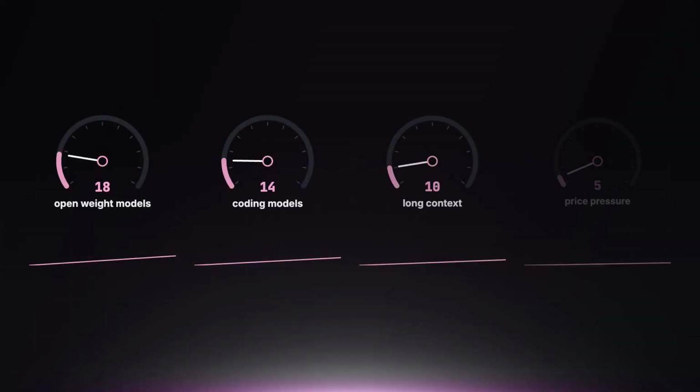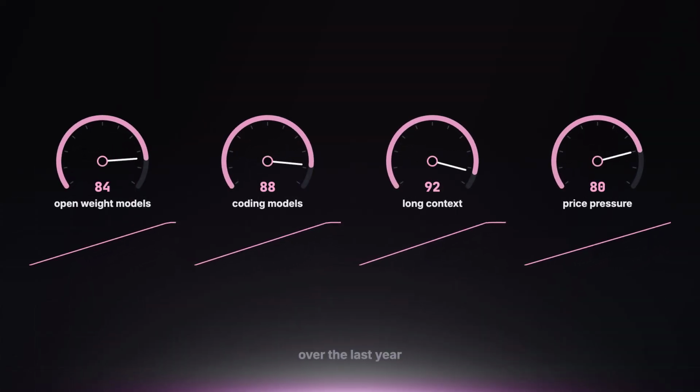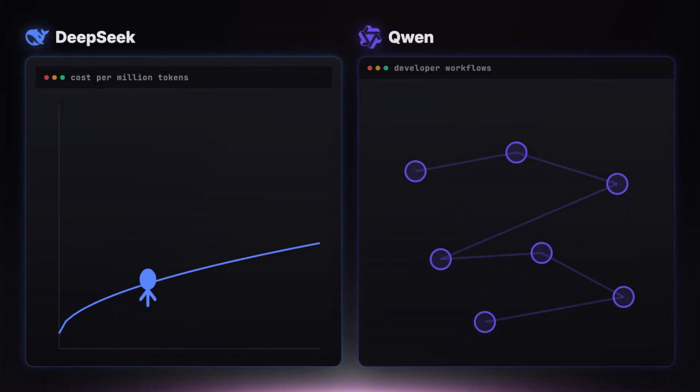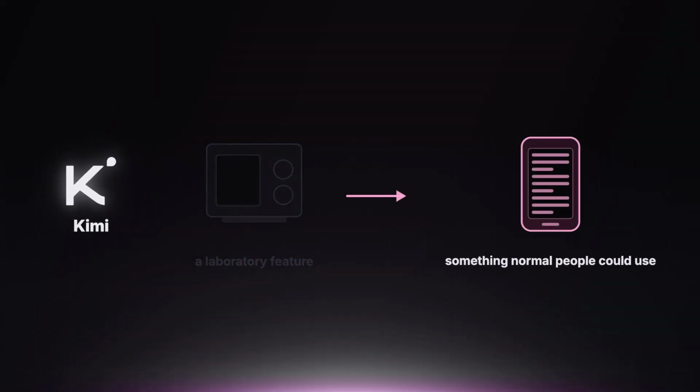and the broader pattern fits. Chinese labs have been aggressive with open weight models, coding models, long context, and price pressure. DeepSeek changed the cost conversation. Qwen pushed strong open models into developer workflows. Kimi made huge context feel normal. GLM has been pushing into serious agent encoding territory.